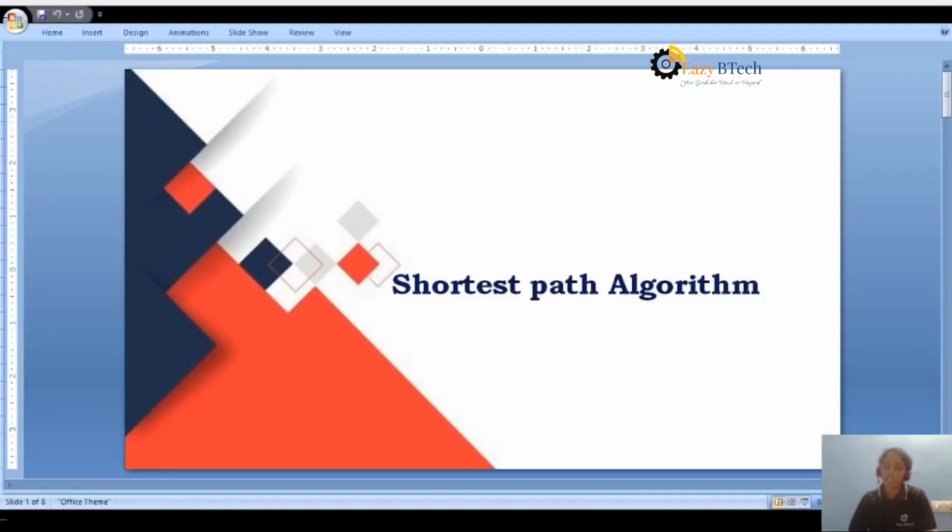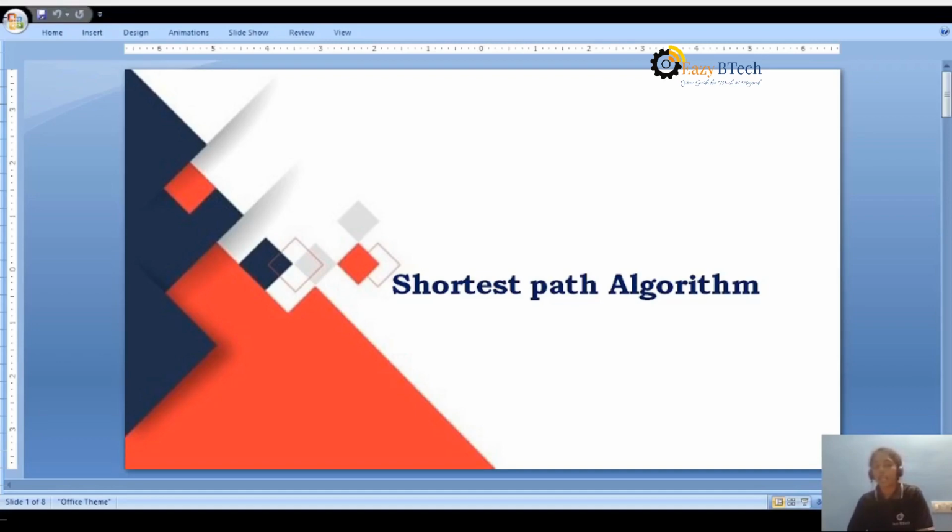Today in this class we are going to learn about one of the main important topics of the network layer, the shortest path algorithm. Shortest path routing algorithm, right? This is one type of routing algorithm. The network layer's main responsibility is routing, to find the best route from source to destination, and we have different types of algorithms to find a best route or shortest path from source to destination. Let us get into the topic.